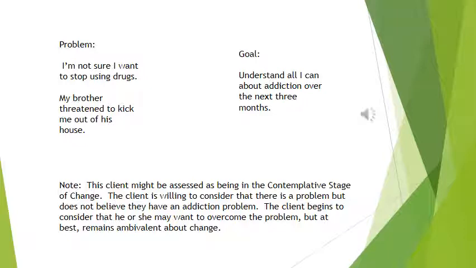So the goal stated in the client's words could be, understand all I can about addiction, and we want to make it time limited, so we're giving the client 3 months because that's how long they have told us that they would need. We may find that they would accomplish this goal much sooner than that, which is fine, because we're going to be assessing this goal every time we meet with the client, and when there's a significant change, we'll update the service plan. But 3 months is an adequate amount of time, since that's what the client's asking for.